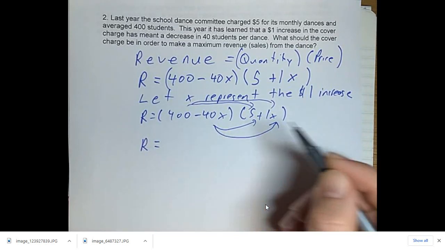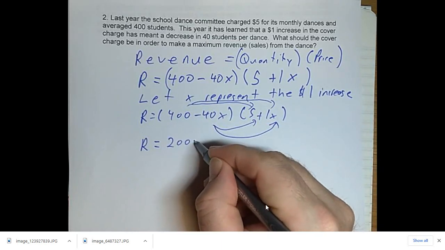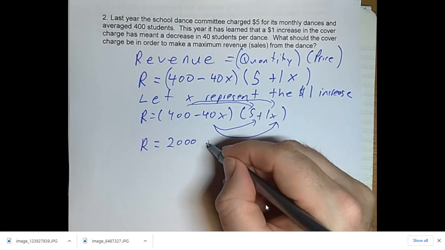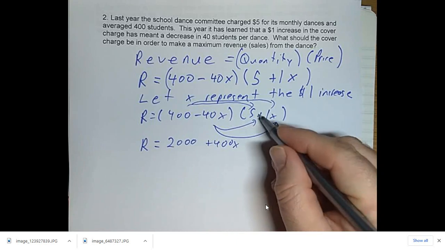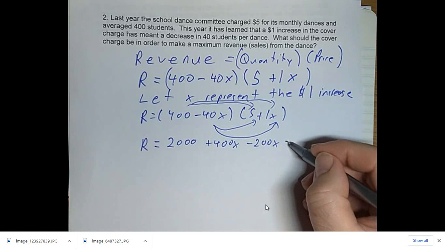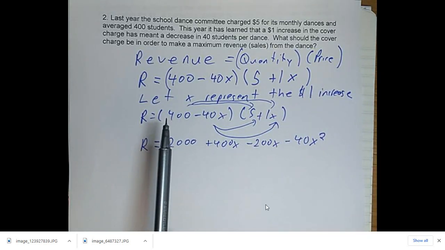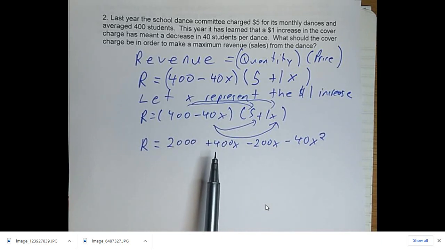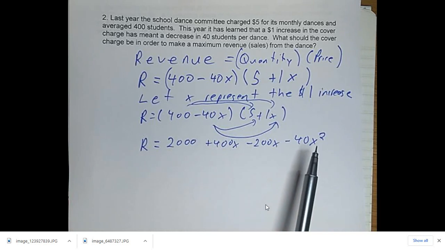So our revenue equals 400 times 5. So 4 times 5 is 20, so that's 2,000. You can use your calculator. Then 400 times x is plus 400x. Minus 40x times 5 is minus 200x. And minus 40x times x is minus 40x squared. So basically I just multiplied everything out. So I went 400 times 5, 2,000. Then 400 times x is 400x, minus 40x times 5 is minus 200x. And the last one you get minus 40x squared.